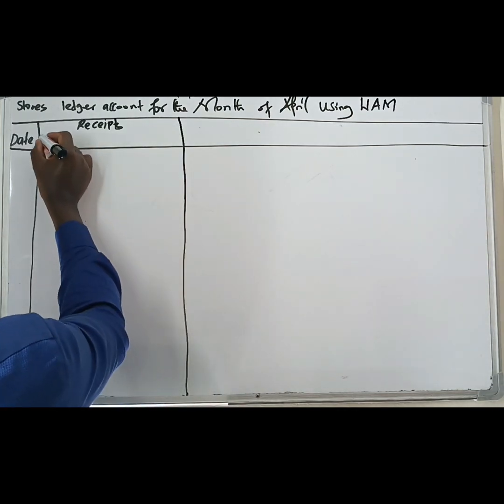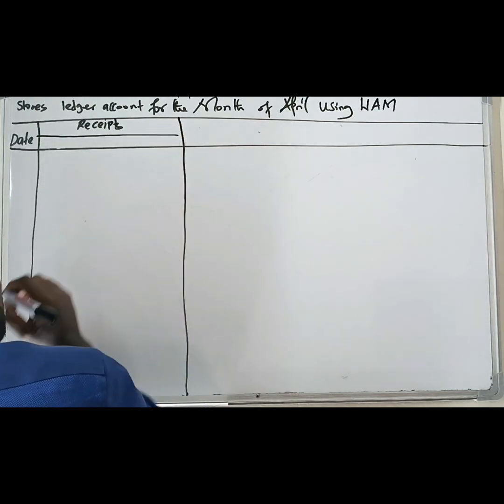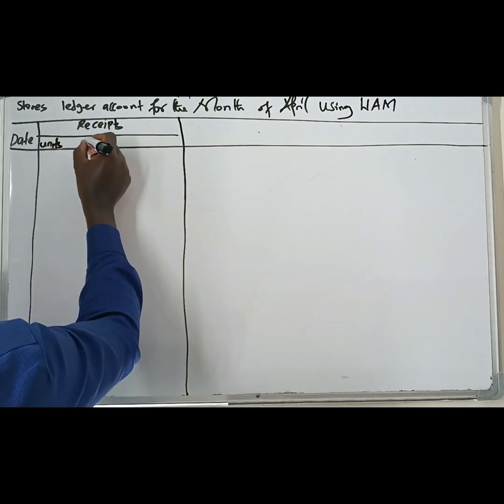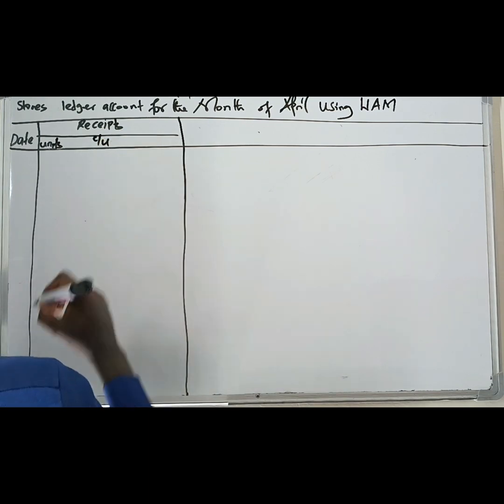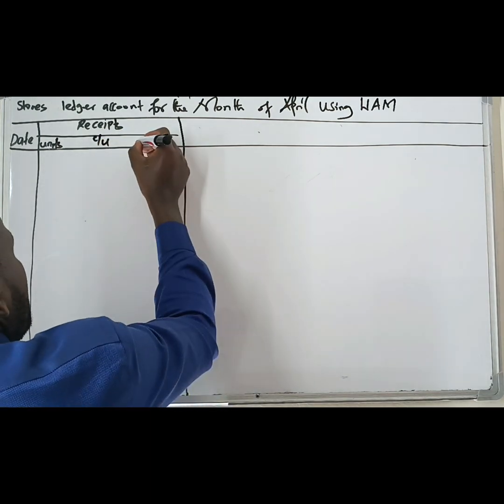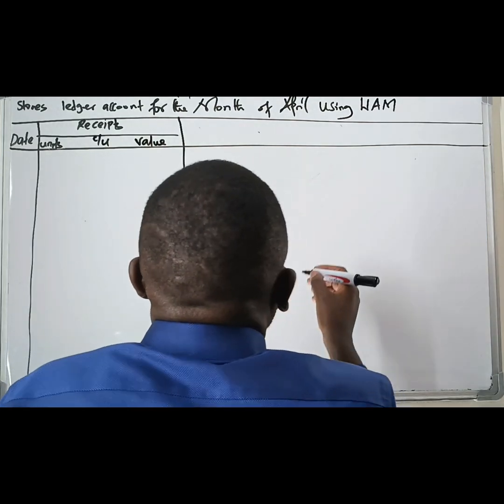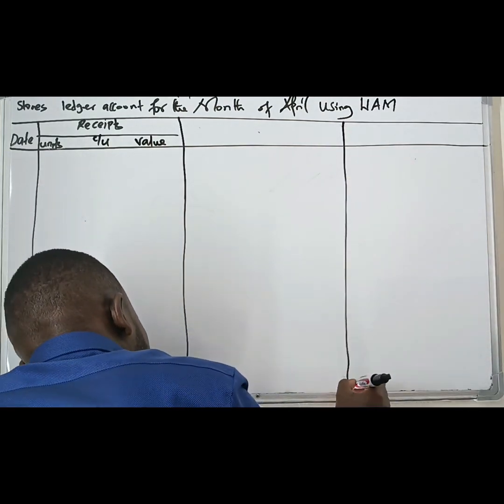And whenever you receive, I want to simplify this. You'll have the units you have received. You'll have the cost per unit. Then you have the value or the amount. The same will happen when you are selling or issuing.